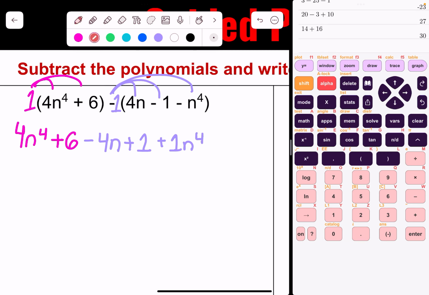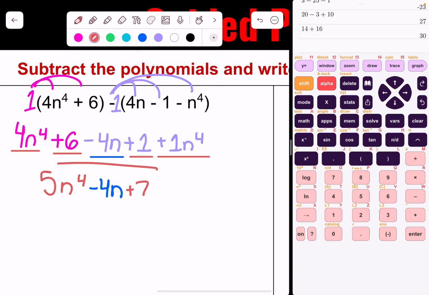All right. Here we have a 4n to the fourth plus 1n to the fourth. That's 5n to the fourth. Then I'm going to go to my next variable I have, which is the negative 4n. And then I'll take care of constants lastly, that way I'm already written in standard form. 6 plus 1 is 7. Perfect. That is our final answer.